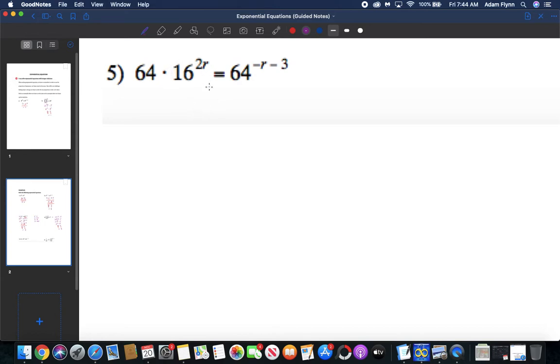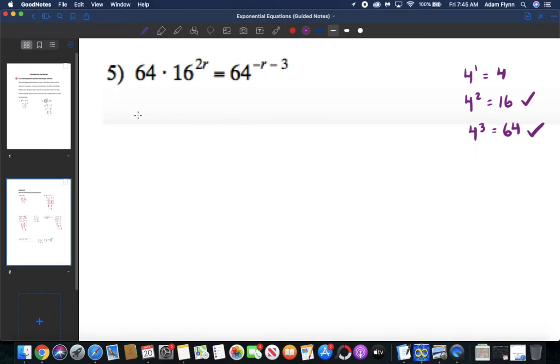If I think about bases, 16 can be written with a base of 2 when 2 is to the 4th power. 64 can also be written with a base of 2, but let's go a little bit higher so we're dealing with smaller values. I know 4 to the first power is 4, 4 to the second power is 16, and 4 to the third power is 64. So how about we rewrite our 64s and our 16 using base 4.